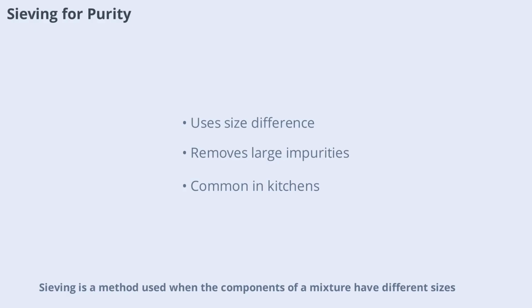Sieving is a method used when the components of a mixture have different sizes. For instance, when preparing flour, a sieve is used to separate fine flour from larger impurities like bran or stones. Sieving is also used at construction sites to separate pebbles from sand. The process relies on the size difference, allowing only smaller particles to pass through the sieve while retaining the larger ones.